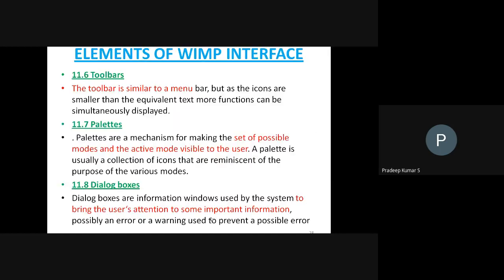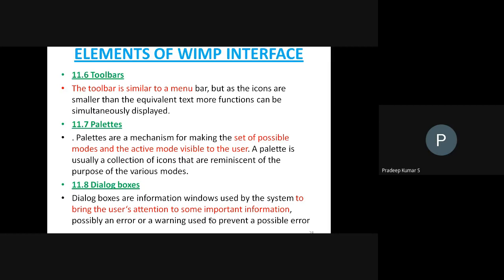Last one is the toolbox, palettes, and dialog box. Toolbox is similar to the menu, so the icon is smaller than the equivalent size. Palettes are a mechanism for making the set of possible modes and the active mode visible to the user. Especially, I can say it's a collection of icons that are reminiscent of the purpose of various uses. Reminiscent of what? That's the function.